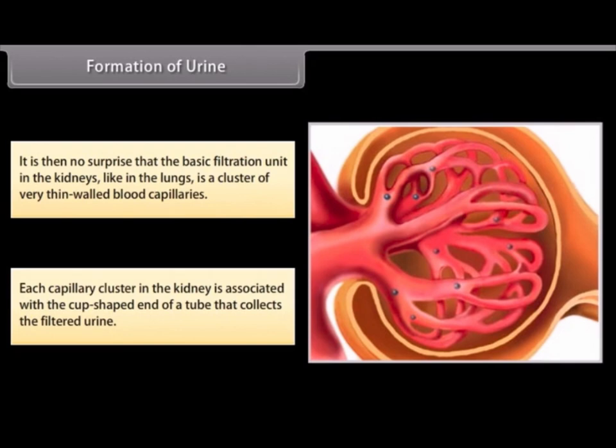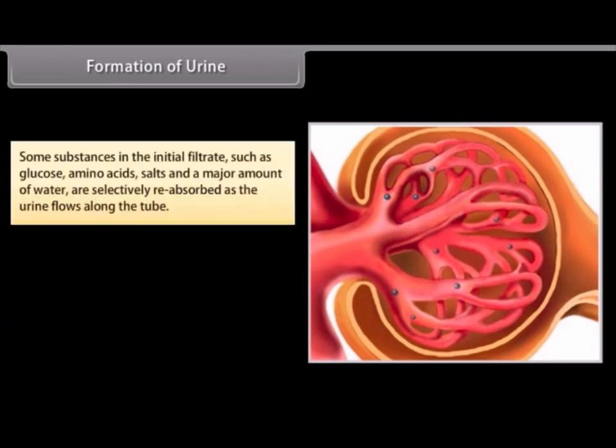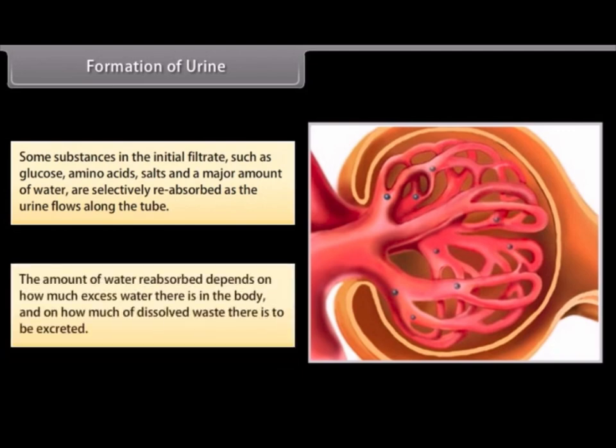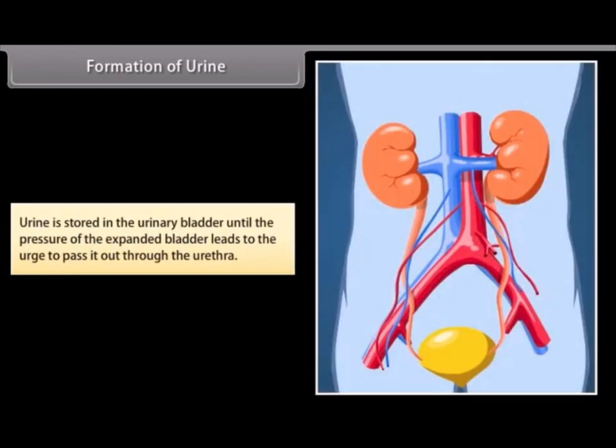collects the filtered urine. Some substances in the initial filtrate, such as glucose, amino acids, salts, and a major amount of water, are selectively reabsorbed as the urine flows along the tube. The amount of water reabsorbed depends on how much excess water there is in the body and on how much of dissolved waste there is to be excreted. Urine is stored in the urinary bladder until the pressure of the expanded bladder leads to the urge to pass it out through the urethra.